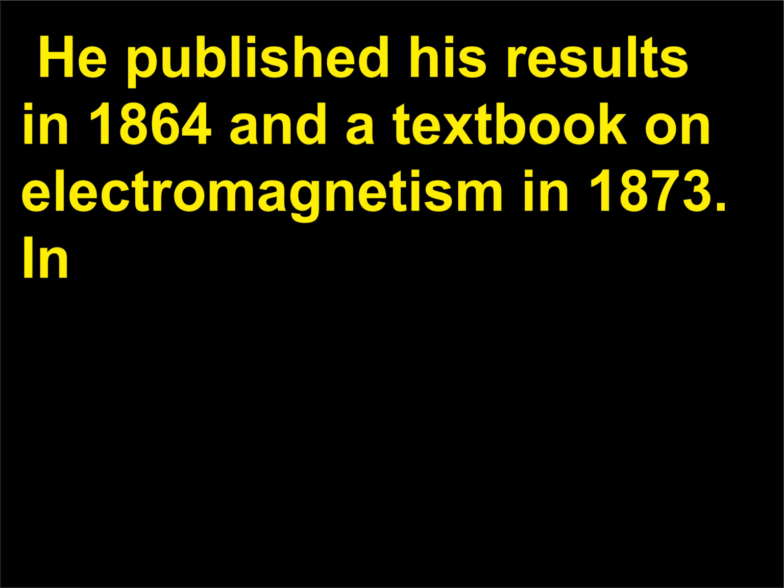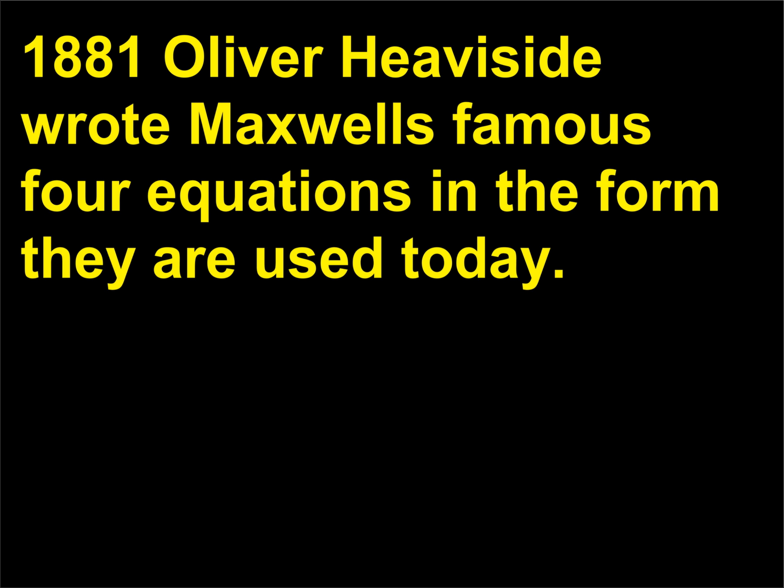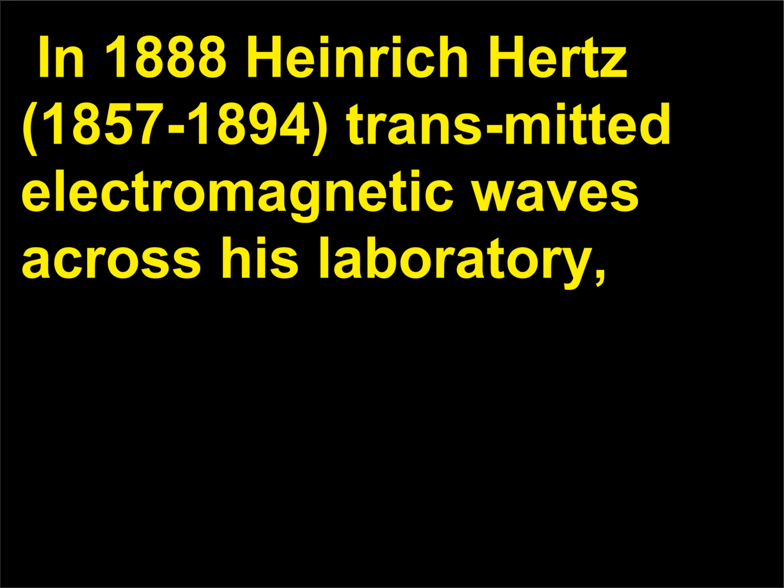He published his results in 1864 and a textbook on electromagnetism in 1873. In 1881, Oliver Heaviside wrote Maxwell's famous four equations in the form they are used today. In 1888, Heinrich Hertz, 1857 to 1894, transmitted electromagnetic waves across his laboratory, confirming Maxwell's theoretical work.